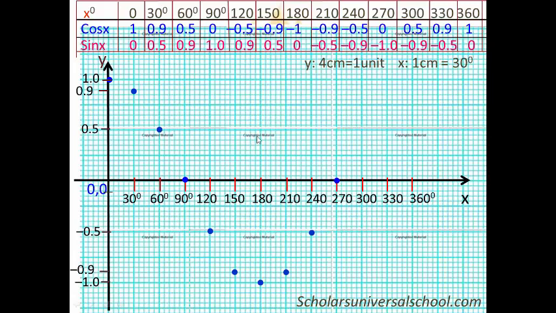At 300, you have 0.5. So this is 300 and I have 0.5 here. Then you have 330, cos 330 is 0.9. So remember that cos is positive in the fourth quadrant. All scholars teachers care. So you go to 330, this is 0.9. And you go to 360, this is 1. Cos x is 1 when x is 360 degrees. So you can see the curve again. You can plot it, and we have this. Can you see the curve? So we have been able to plot the graph of y equals cos x.